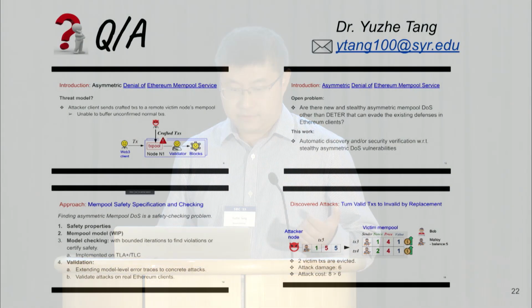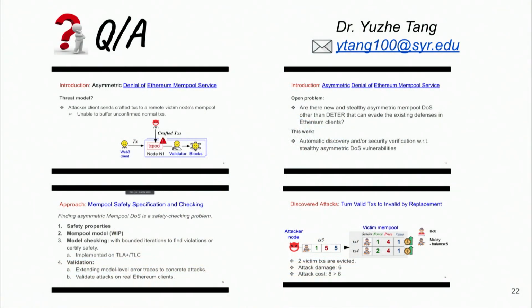So in this talk, I introduced the problem of the security attack, asymmetric denial of memory pool service. I also talked about the open research problem in this space, given the defenses already in place. We formulated the problem as a safety checking problem, and also presented discovered attacks with both toy examples and how they work in practice.